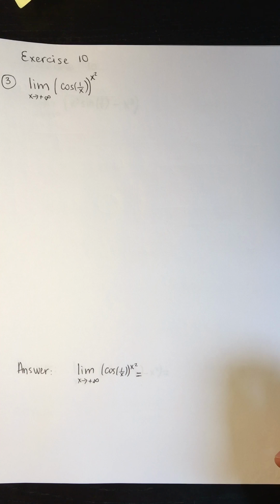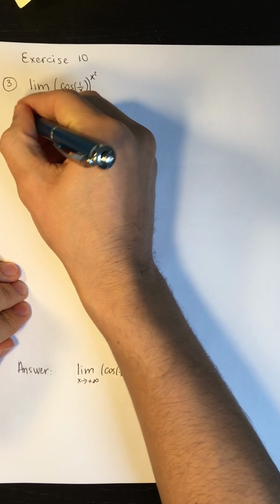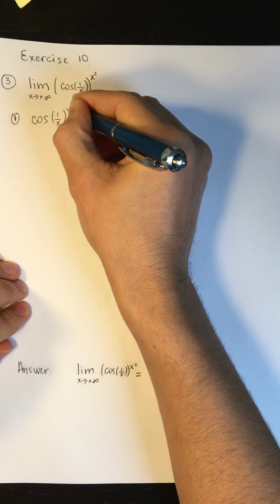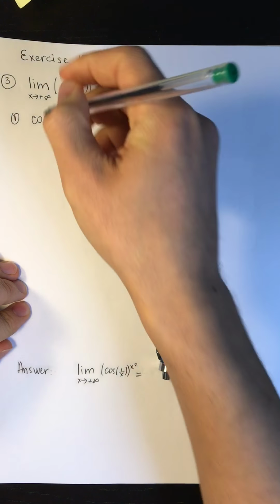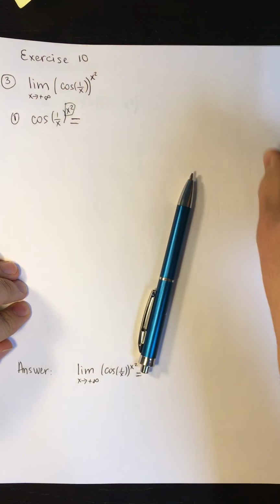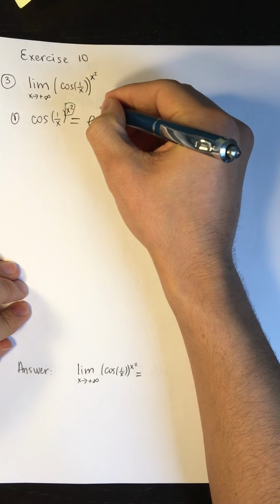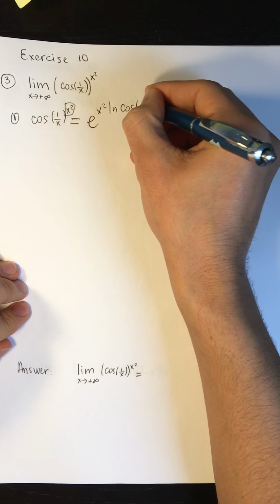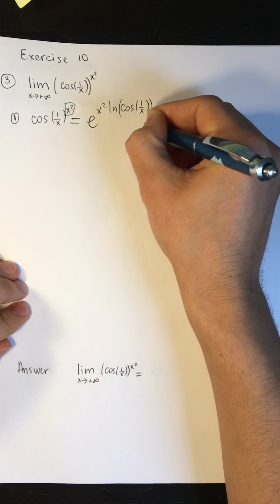In exercise 3, what do we have? We have cosine and x squared. In this case, again, the first step is I take cosine of 1 over x to the power x squared, and I continue. What do I use? Because I have x squared in the power, I need to use e. According to the previous formula I mentioned, it's equal to e to the x squared ln cosine 1 over x.